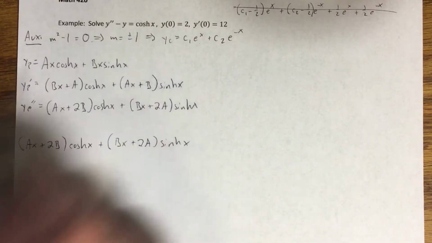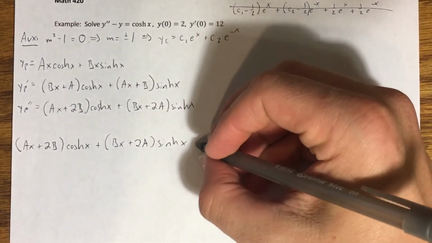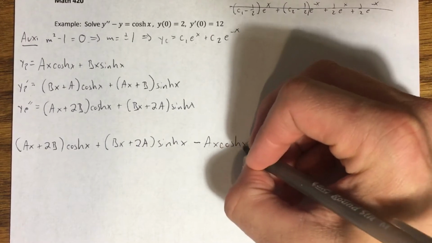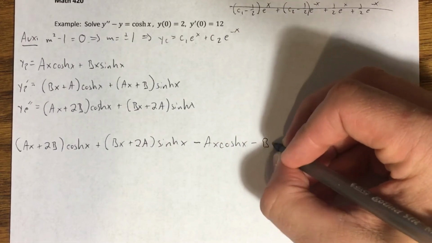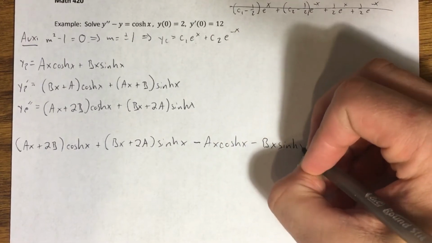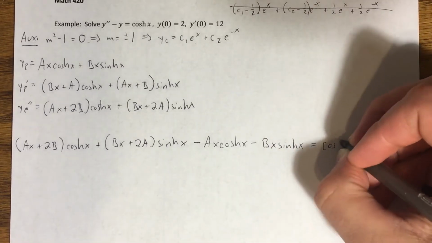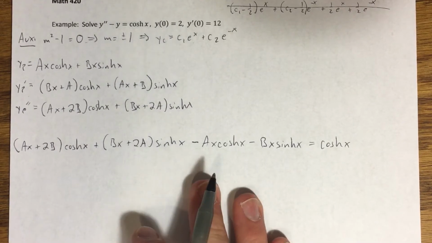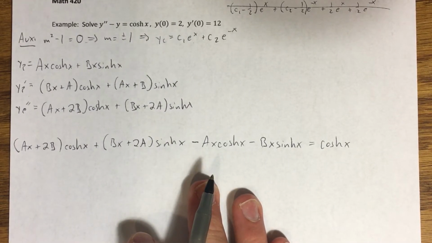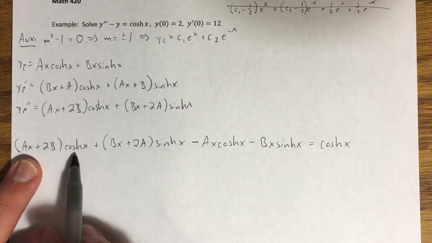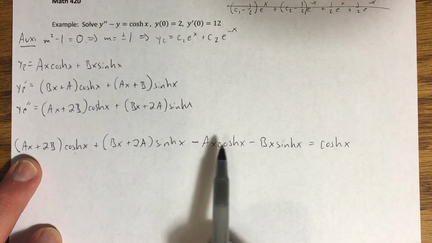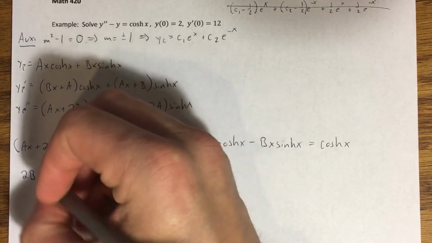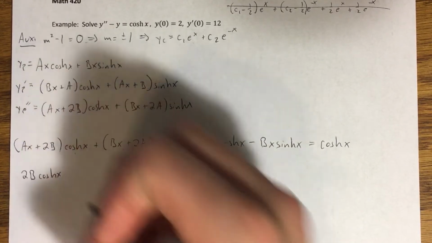That's what my DE is telling me to do. So minus ax cosh of x minus bx sinh of x, and that whole thing should come out to cosh of x. Okay, let's combine some stuff here. So I have an ax cosh of x and a minus ax cosh of x. Those ax's are going to cancel. That's going to leave me with 2b cosh of x.